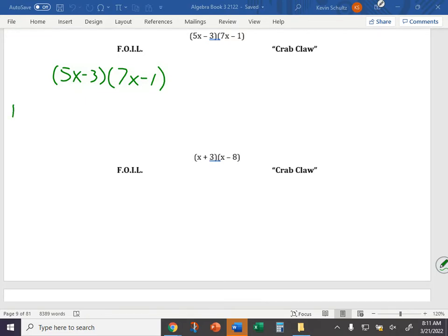F stands for first. Our first terms, we're going to take that 5x and the 7x, multiply them together. And that gives us 35x squared. Our outside terms, 5x and negative 1, well, that's going to be an awkward looking chin there when we're all done, equals negative 5x.